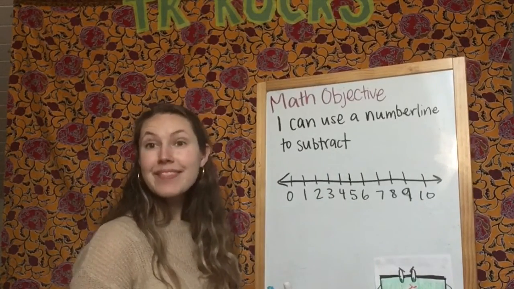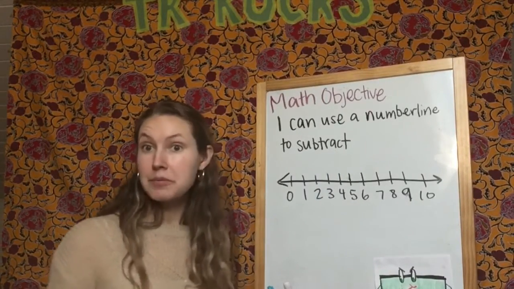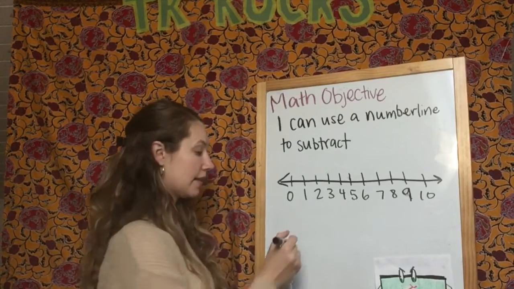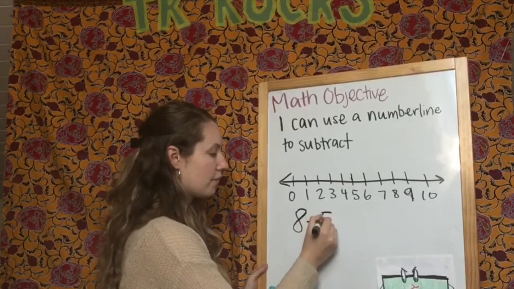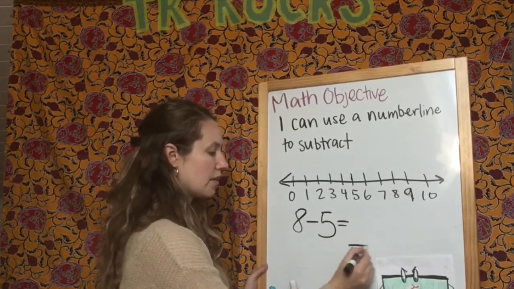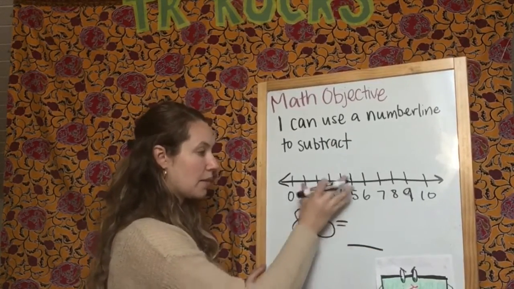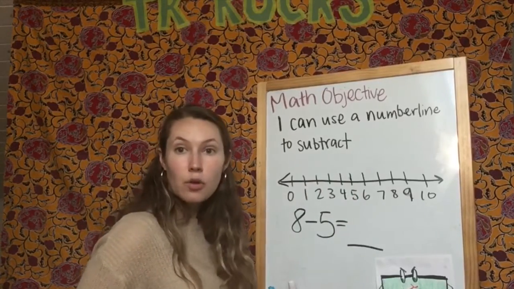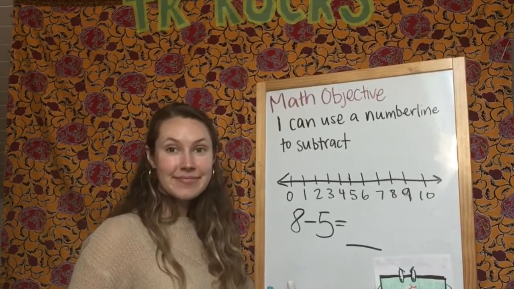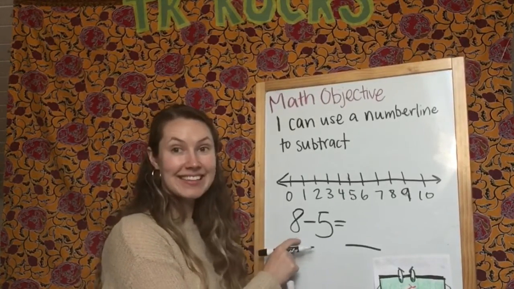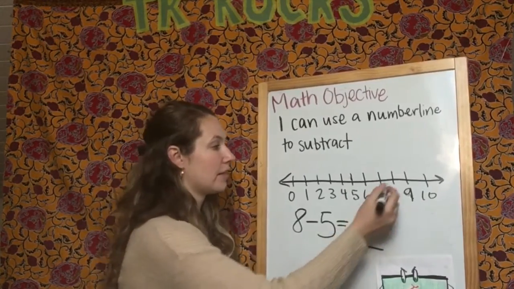Okay, this time I'm not going to do a story problem. I'm just going to give you a number sentence. So let's try 8 minus 5 equals. And now we need to use our number line to help us solve this. So what number am I going to start at? I'm going to start at 8. That's how many I'm starting with.